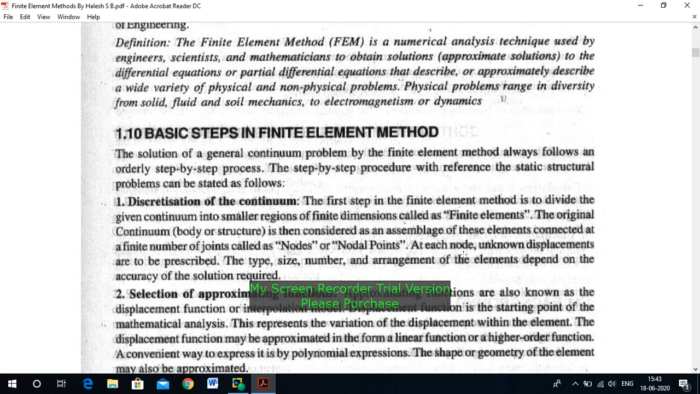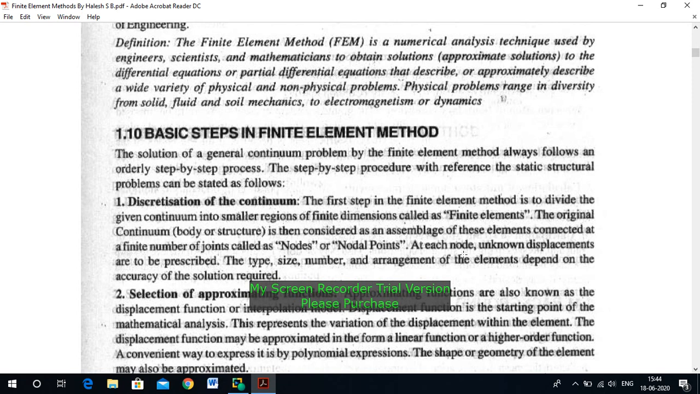Physical problems include a range in diversity from solid, fluid and soil mechanics to magnetism or dynamics. And this finite element method is a numerical technique. If you consider any type of complex problems in the engineering field, using this technique we can easily solve any type of complex problems within a very short span of time.